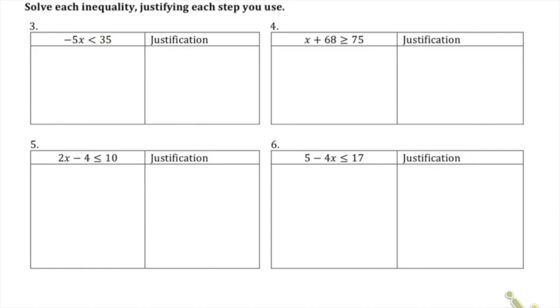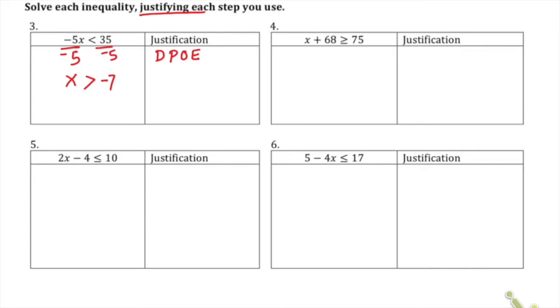Here we have to solve an inequality and justify each step, which means giving the reasoning behind it. If this is given, I divide both sides by -5. The moment I divide by -5, you need to switch the inequality. So that's going to be -7. This is the division property of inequality. As I said, P stands for property, and D stands for division.